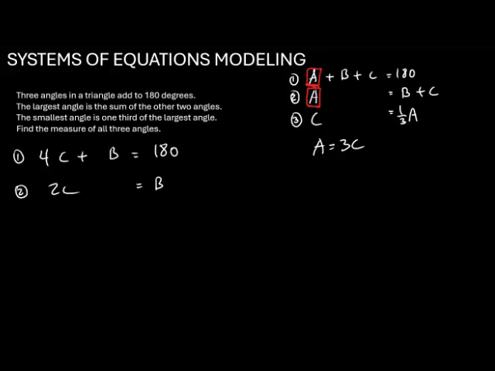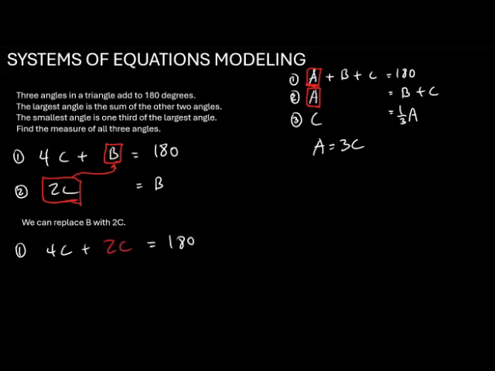Here we've copied over our new line 1 and line 2. Now notice that B is equal to 2C. And this means, since we know that B equals 2C because line 2 says so, we can replace the B in line 1 with 2C. Therefore, our new line 1 with the replaced B will still have 4C. We'll add B, which is now 2C. We'll say this still equals 180. If we take 4C plus 2C, we'll get 6C equals 180. And then if we divide both sides by 6, we will get C is equal to 30.